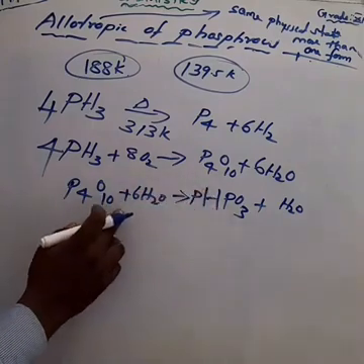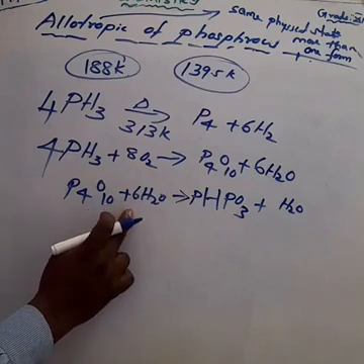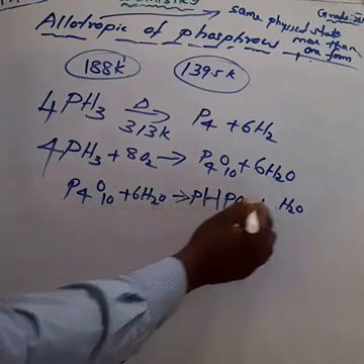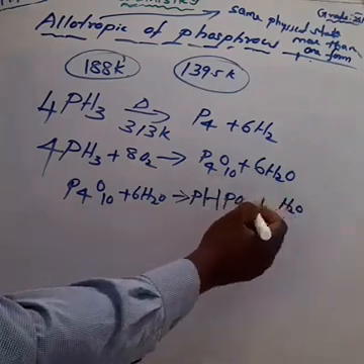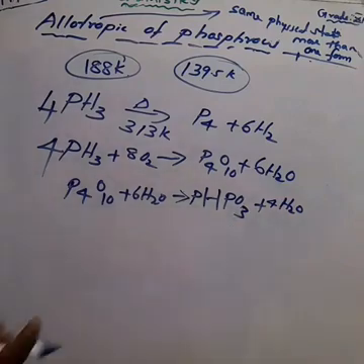Then water molecules. Already they are having 6 water molecules. So 6 2s are 12. Out of 12, 4 is over. What is the remaining? 8. Then we can make it 4 here. So 4 2s are 8. Now the equation is balanced.